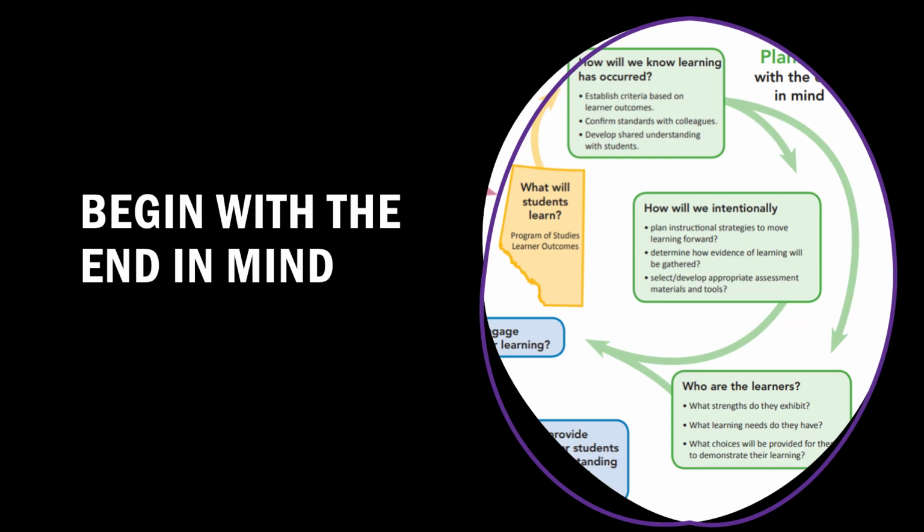We're looking at starting with what students are going to learn. We have that already established as our program of studies. After that, the teacher needs to decide, how am I going to know that the learning has happened? And then the teacher needs to plan intentionally for making sure that the students can show me what I'm expecting to see for evidence of learning. But what does this have to do with the gradebook? Well, let's think about it.